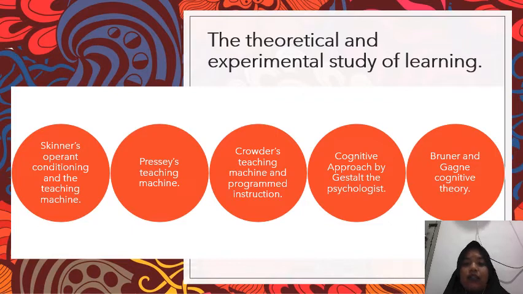The next is Bruner and Gagne. Bruner and Gagne have adopted a less extreme point of view. Certain kinds of learning are adequately covered by a behaviorist stimulus-response theory, but conceptual learning and the learning of principles require a cognitive theory.